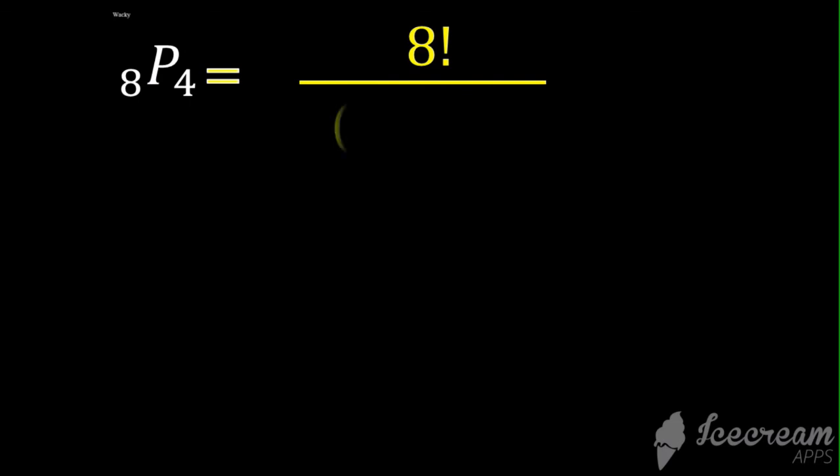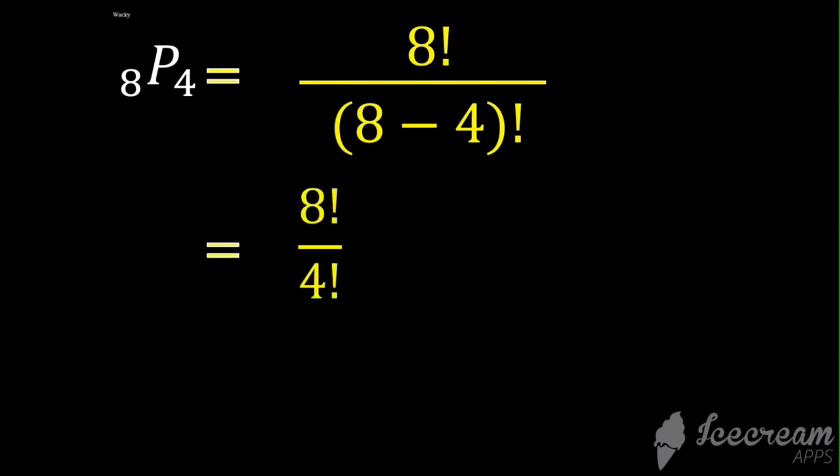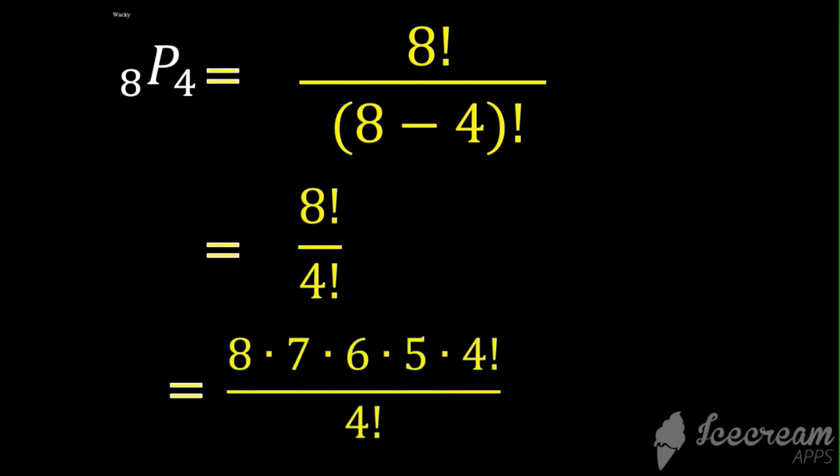Eight factorial divided by the quantity 8 minus 4 factorial. And this is equal to 8 factorial divided by 4 factorial. For the numerator, 8 factorial is equal to 8 times 7 times 6 times 5 times 4 factorial. We will stop at 4 factorial because the denominator is 4 factorial. So we can cancel now 4 factorial. Then we multiply 8 times 7 times 6 times 5, and that is equal to 1680.